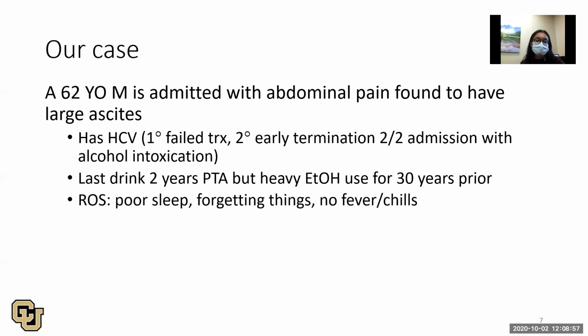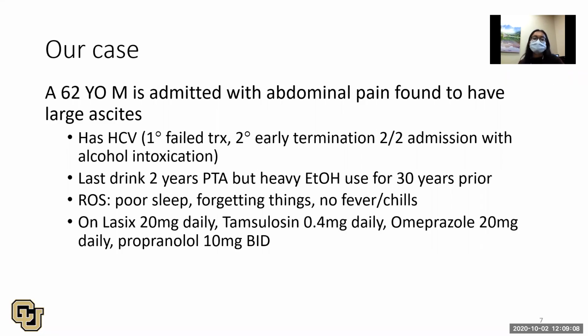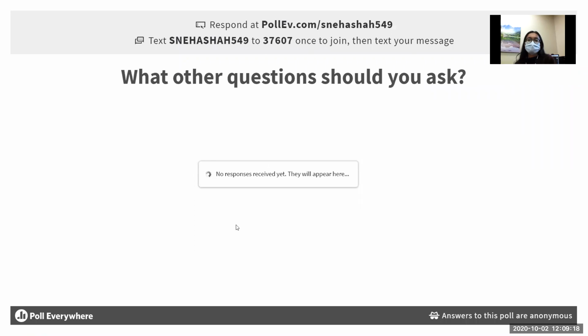In the rest of his review of systems, he reports some poor sleep. He feels like he's forgetting things, but denies any fevers or chills or any other symptoms. And then at home, he's on Lasix 20, tamsulosin, omeprazole, and then propranolol. And so just based on that information, what other questions would you like to ask this patient?